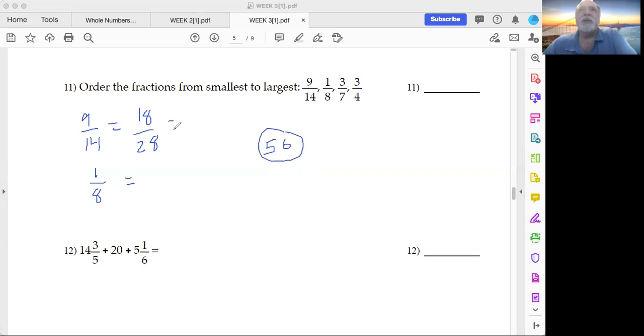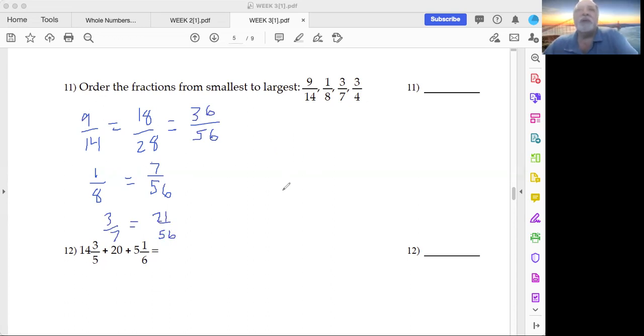So we'll just convert this into 36 over 56, right? This becomes 7 over 56. Okay, 1/8 is 7 over 56. And then keep going. 3/7. How many 56 is that? Well, 56 on the bottom. 8 times 7 is 56, and 21 on the top, okay?